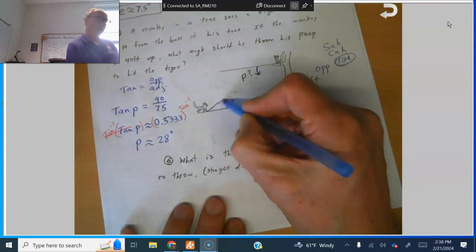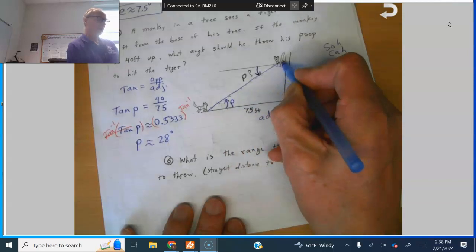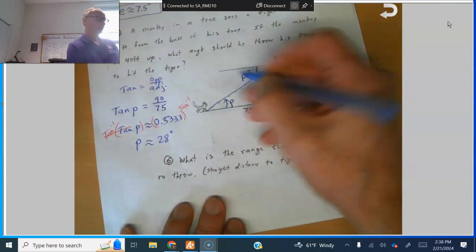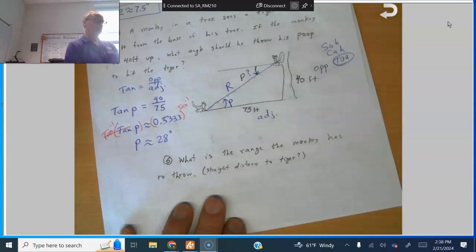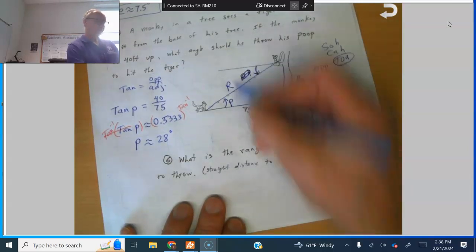I want to know how far is the range? How far apart are they? What would we call this side? What side? This is the hypotenuse.